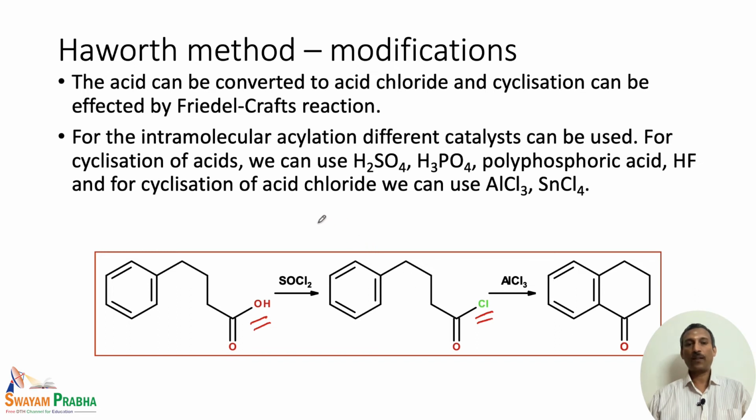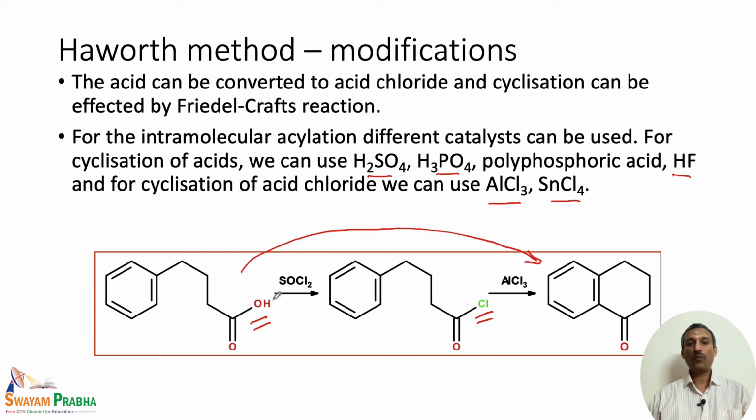So, here again there are a couple of other reagents which are also used to convert the corresponding acid directly to the corresponding keto derivative. Say for example, this intramolecular acylation can also be carried out using sulfuric acid, phosphoric acid or polyphosphoric acid, HF, etc. And if we have to cyclize the acid chloride, we can use AlCl3 or SnCl4, a Lewis acid, which can also be used for this second cyclization reaction of the acid chloride.